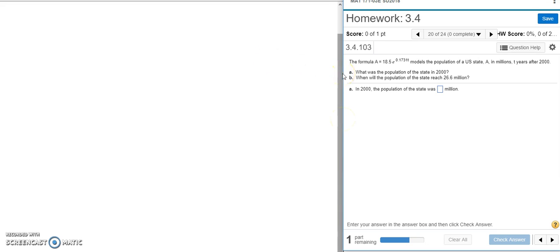So it says the formula here models the population of a U.S. state in millions T years after 2000. So the first question is, what was the population of the state in 2000? Okay, so for the year 2000, let me write down this formula. So a key thing here is that T is the number of years after 2000. So if we're asking about the year 2000 specifically, that means T equals 0. Okay, T equals 0 for the year 2000.